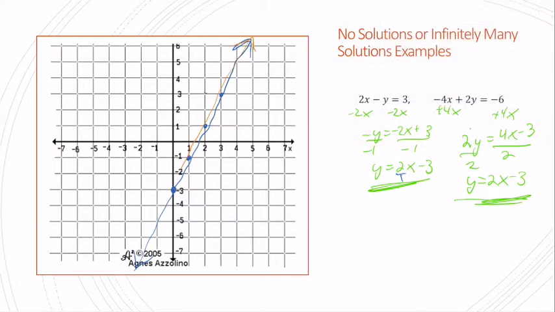Now, I don't want you to write from negative infinity to positive infinity. What I want you to write is infinitely many solutions, because both of these lines are the same.